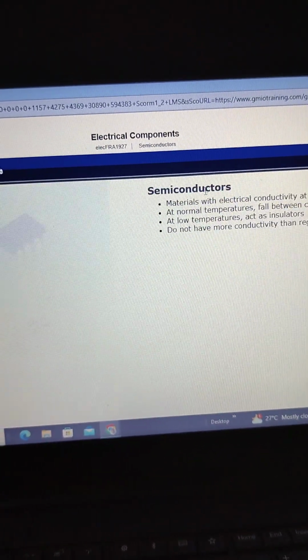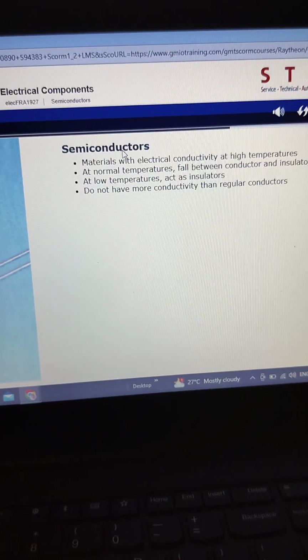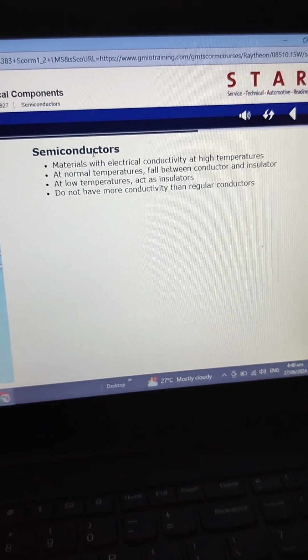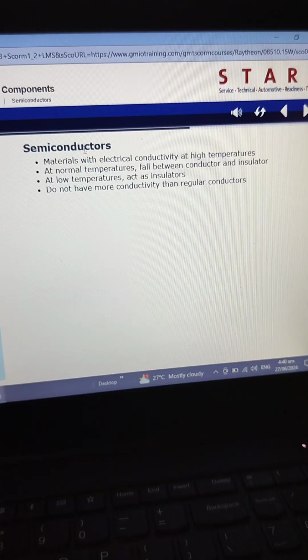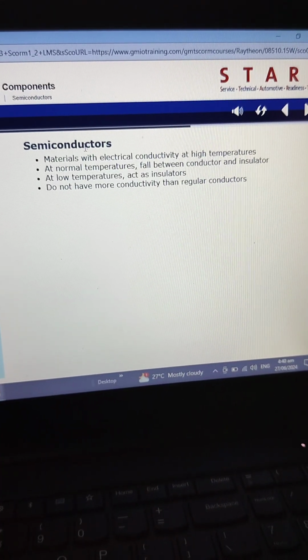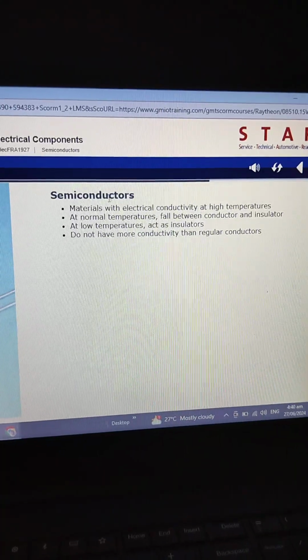Semiconductors. Semiconductors are materials with electrical conductivity at high temperatures. At normal temperatures, semiconductors fall between a conductor and an insulator. At low temperatures, they act as insulators. Semiconductors do not have more conductivity than regular conductors.